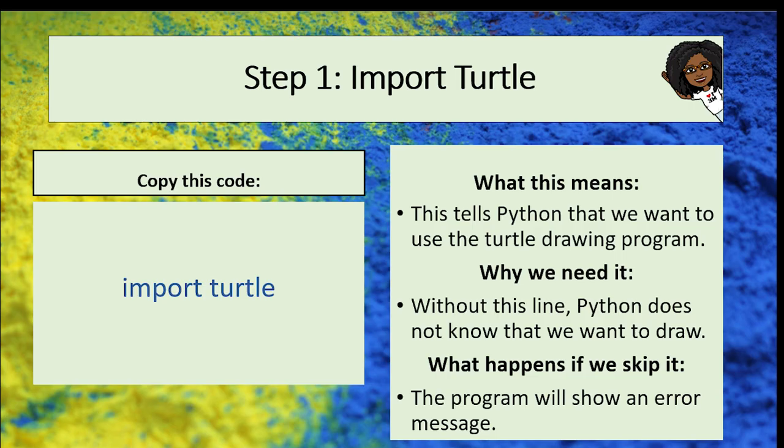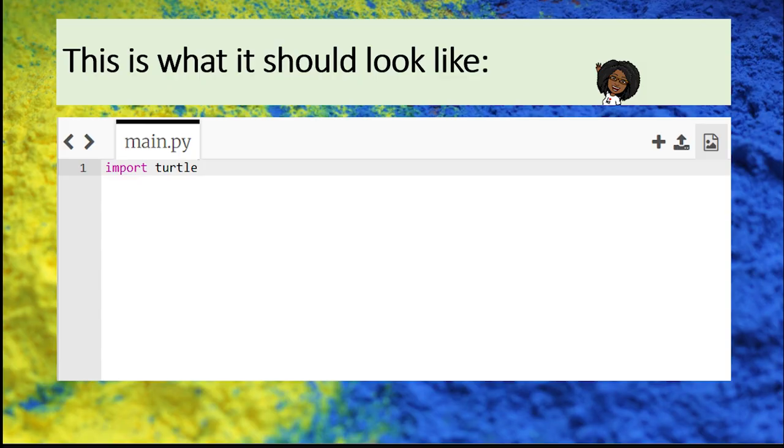Step 1. Import turtle. Copy this code. You can pause the video while you type. What this means? This tells Python that we want to use the turtle drawing program. Why we need it? Without this line, Python does not know that we want to draw. What happens if we skip it? The program will show an error message. This is what it should look like.